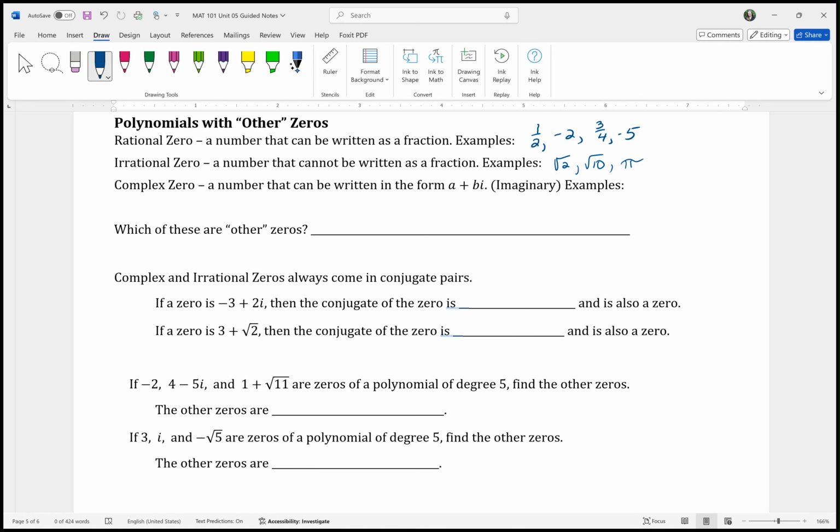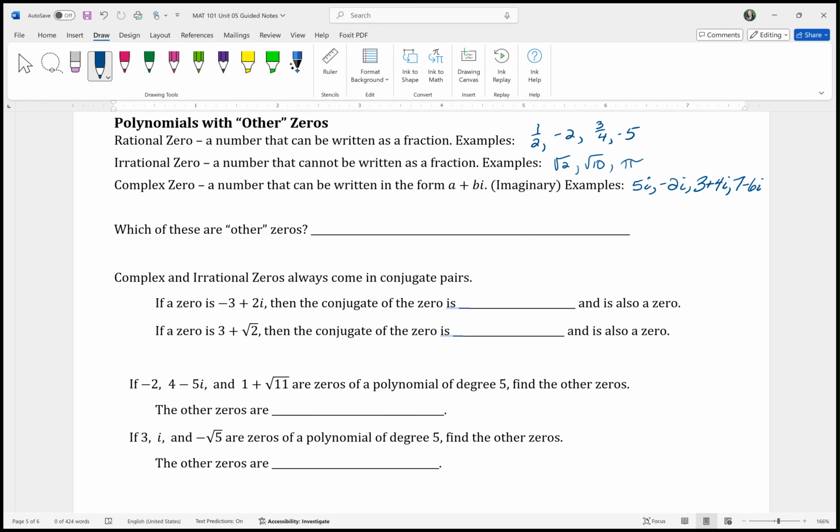And then we have complex zeros. Complex zeros are our imaginary numbers, okay? So they are typically written in the form a plus bi, but oftentimes we have seen them so far as just like 5i, okay? Or -2i. But sometimes you'll see it as 3 plus 4i or 7 minus 6i. Those are all examples of complex zeros.